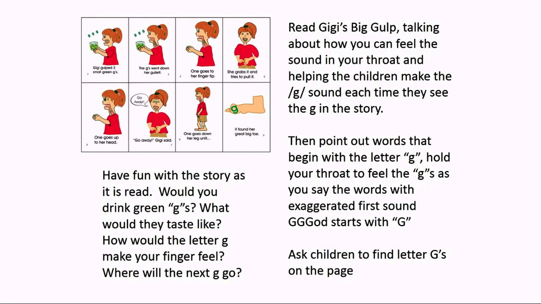Talk about how you would feel with the sound in your throat and help the children make the G sound each time they see the G in the story. Point to the words. Hold your throat to feel the G's as you see the words. Ask children to find letter G's on the page.